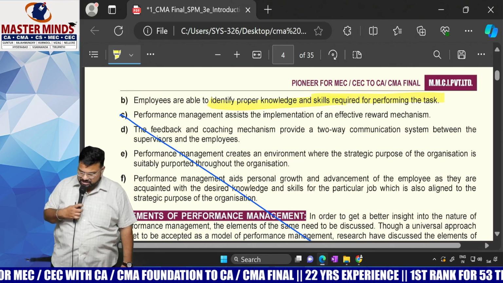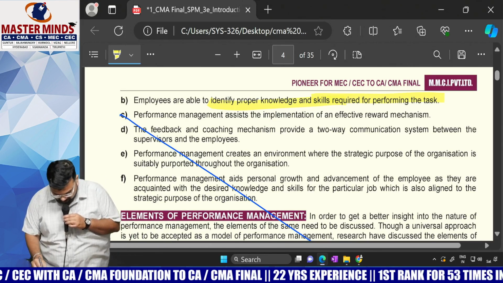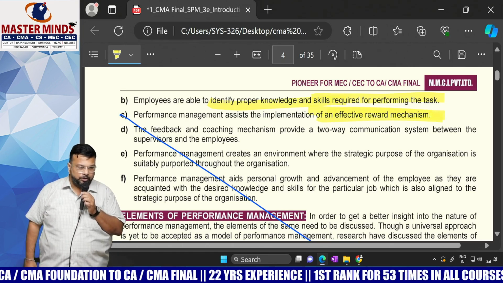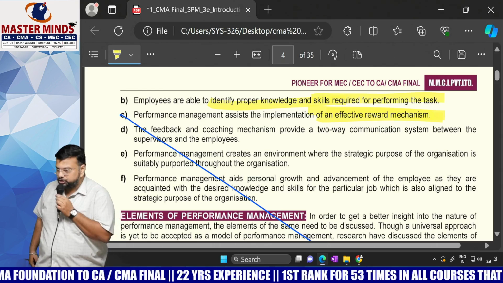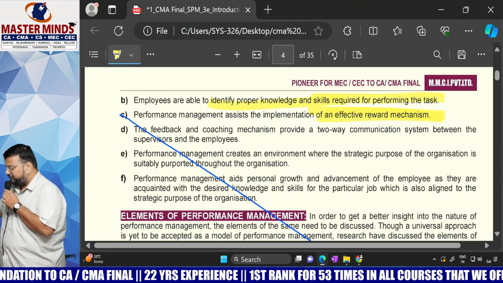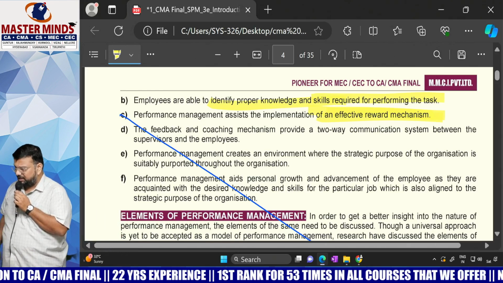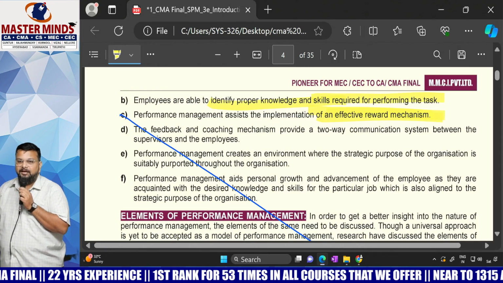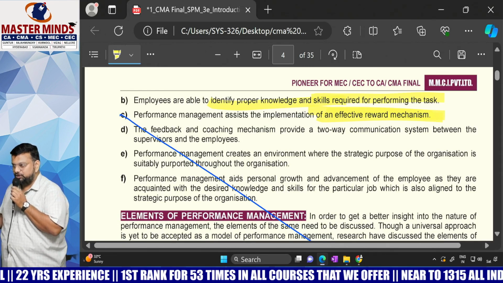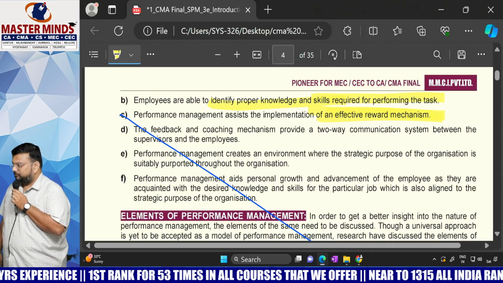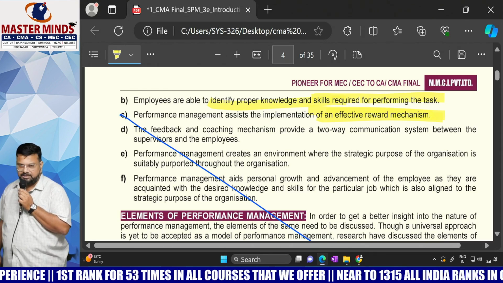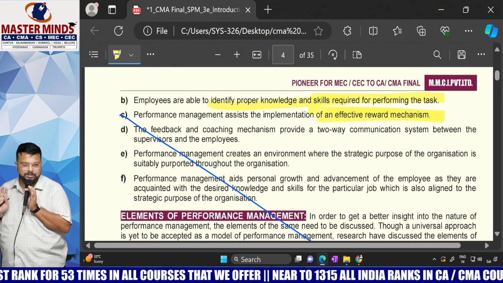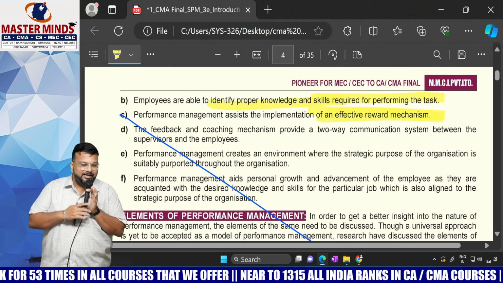Performance management assists the implementation of an effective reward system. Everything revolves around reward. Without reward, you can't expect employees to work efficiently. Employees are only concerned about one thing: how much. That's what I'm concerned about. When Prakash sir asked me my opinion, I said I'm only concerned about one thing: how much my account is credited at the end of the day.